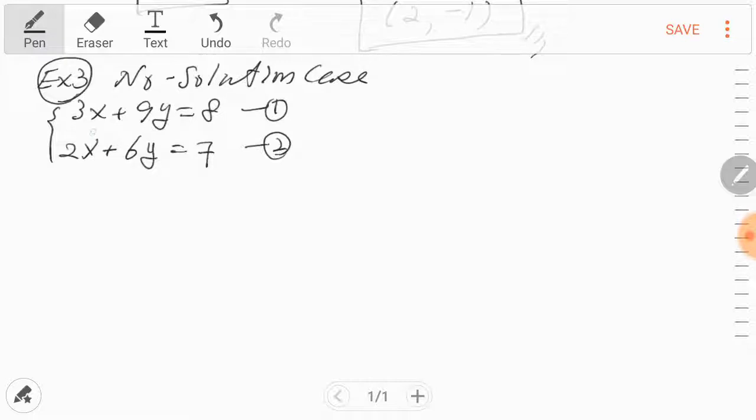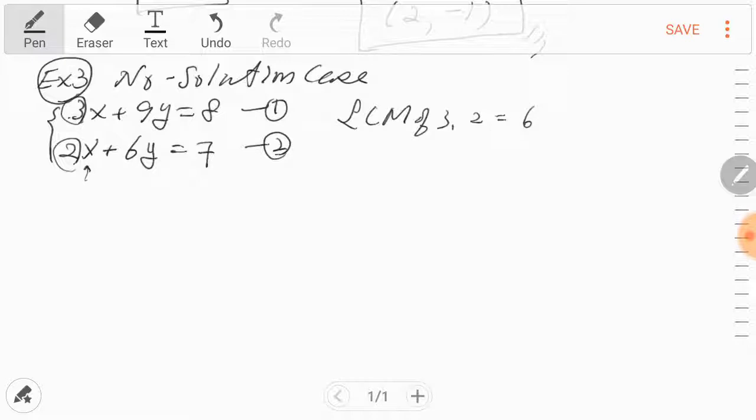The coefficients of x are 3 and 2, and of y are 9 and 6. In this case, we have to multiply both equations by some number. In order to make the same coefficient, we have to find the LCM. The coefficients 3 and 2 are smaller than the coefficients of y, so why don't we eliminate the variable x? Then the LCM of 3 and 2 is 6.